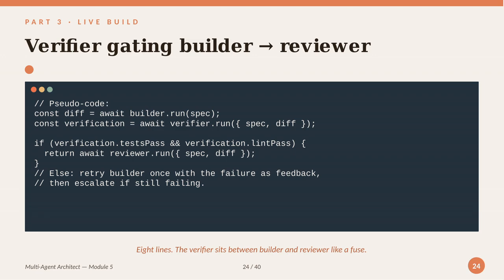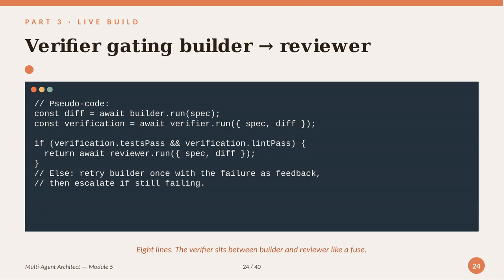The chain becomes resilient against builder failures cascading into the reviewer. The reviewer's time is no longer wasted on tests that were going to fail anyway. The pattern is small. The pattern is also easy to skip when you're prototyping, because in the happy path the verifier is just overhead. Don't skip it.